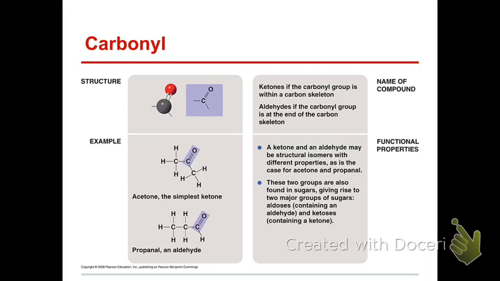There are 2 types of carbonyl groups. Ones that are in the middle of the molecule, like acetone. If you look, here's 1 carbon, 2 carbons, 3 carbons. This double bond O right here is in the middle of the molecule. That makes a ketone, and those end in the -one ending.